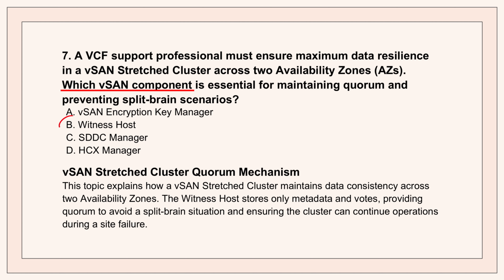If AZ1 and AZ2 lose their connection to each other, they both try to check in with the witness host, which usually sits in a third independent location. Okay. The site that successfully maintains connectivity to the witness host is deemed the authoritative one and continues normal operation. The other site, the one that can't reach the witness, realizes it's isolated and typically shuts down write access to its copy of the vSAN data store. This prevents the split brain. Very clever. A lightweight referee in a third location breaks the tie.